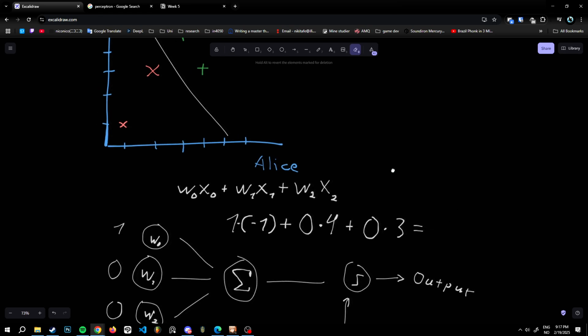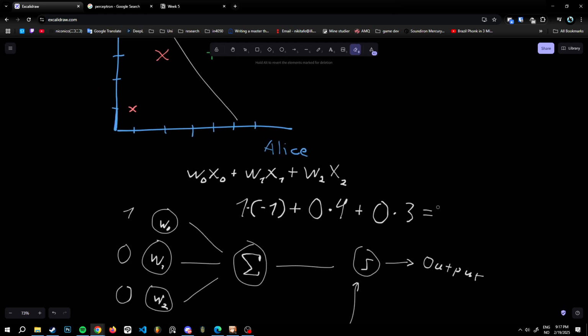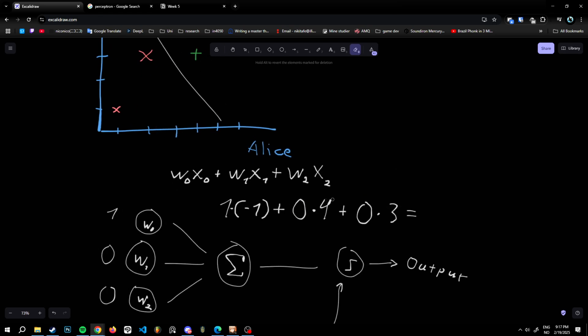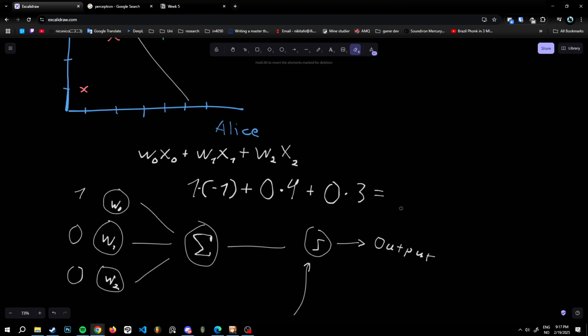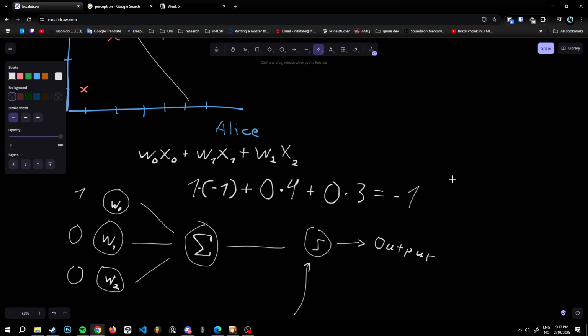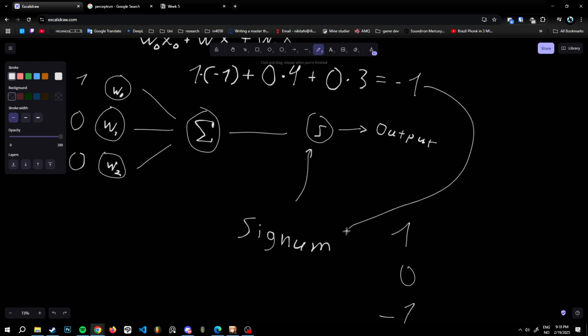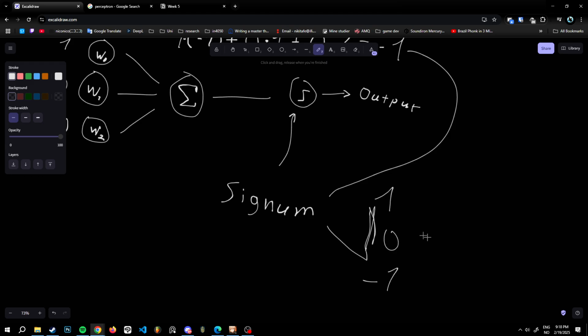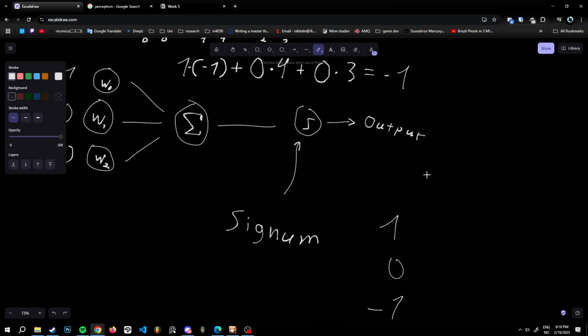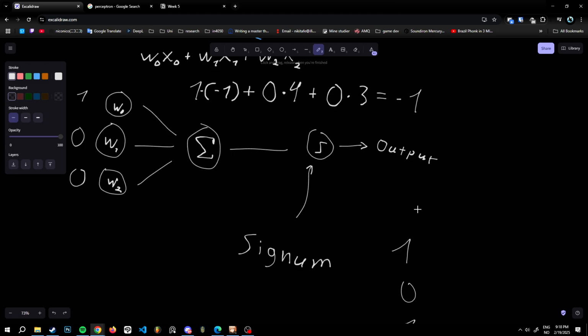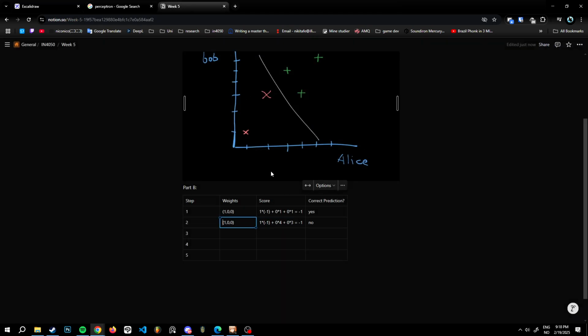And now, what is the output? Because we're still multiplying by zeros, we're just going to get -1. The -1 is going to go through this signum function, and the closest number among these three numbers is -1. Then it's going to output -1, and that's what we get here.